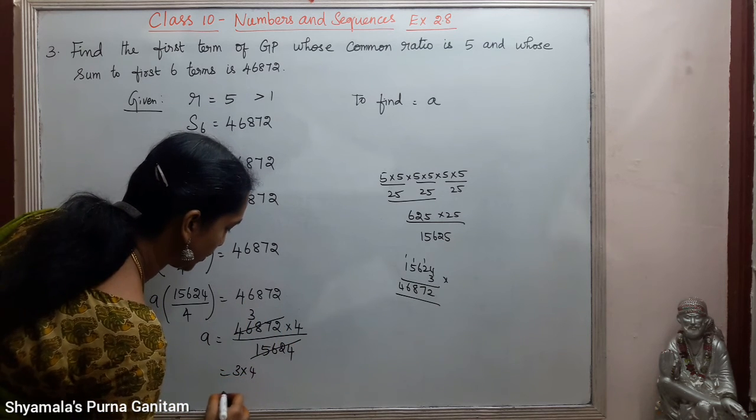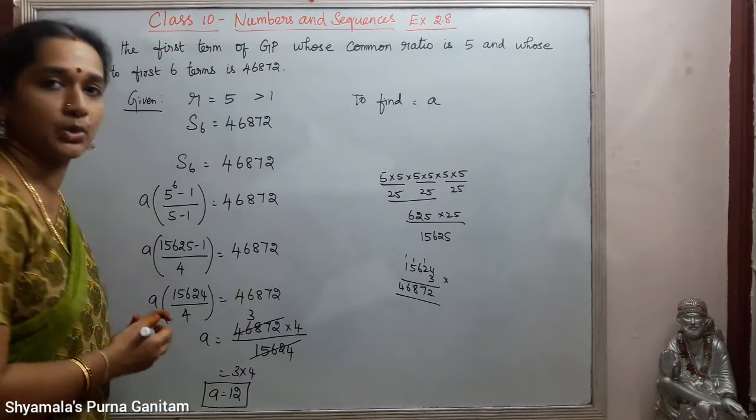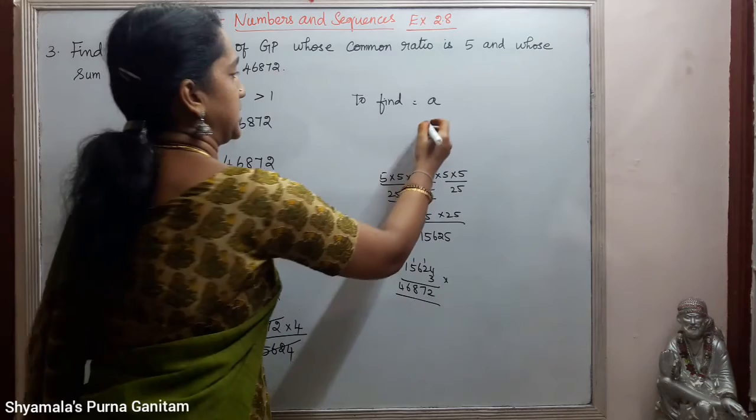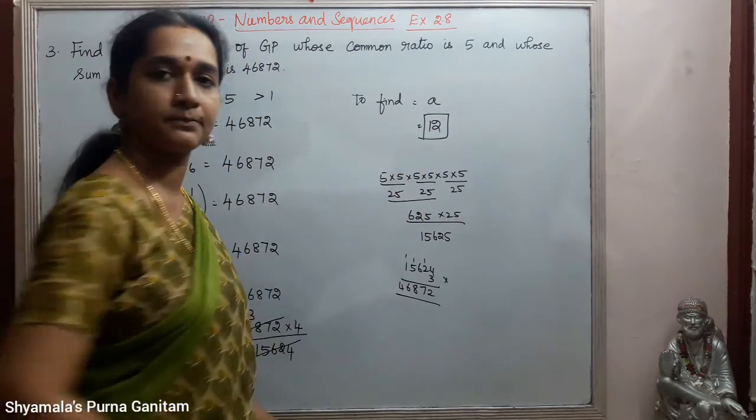So 3 into 4 will be 12. So the first term is 12. We are asked to find the first term. So we got the first term as 12. This is the answer. Okay.